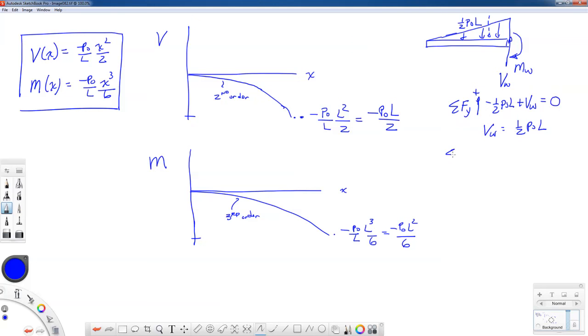And likewise, if I do my summation of moments, let's see, at the wall, go that way positive, I'll have minus MW minus the force times the moment arm distance. And I can solve for the moment at the wall, the moment reaction, as minus 1/6 P naught L squared.